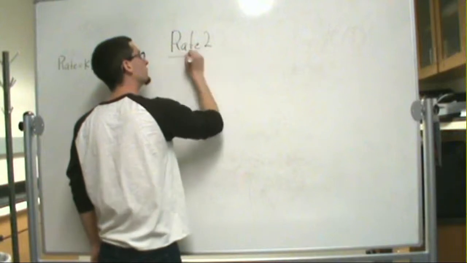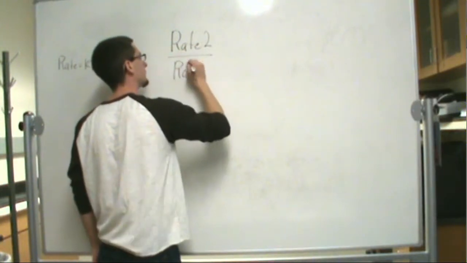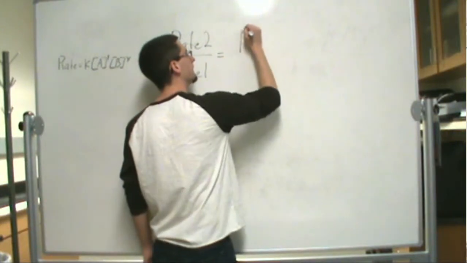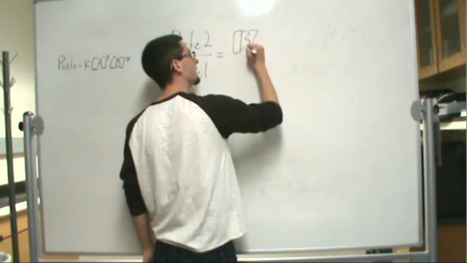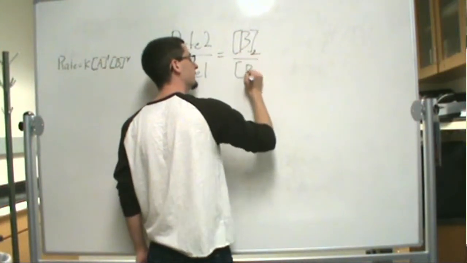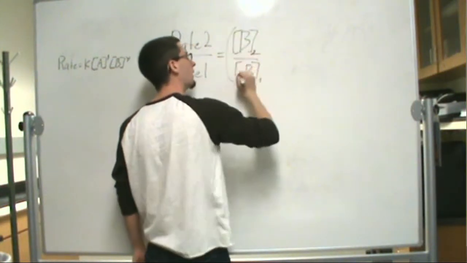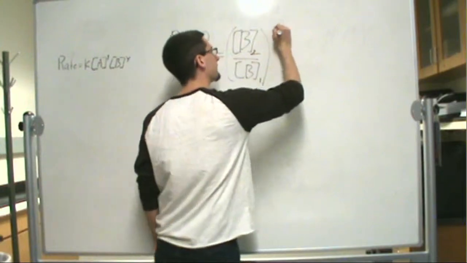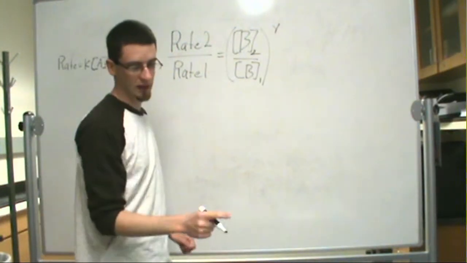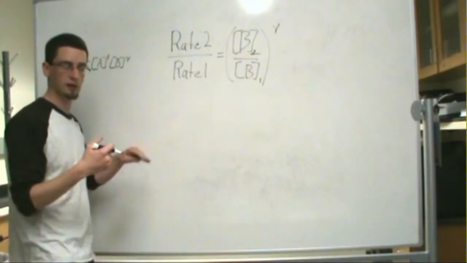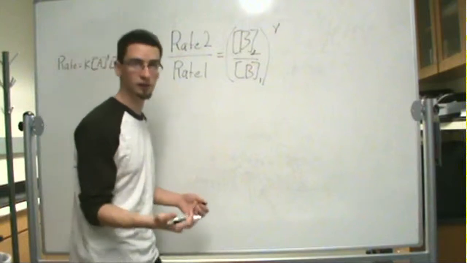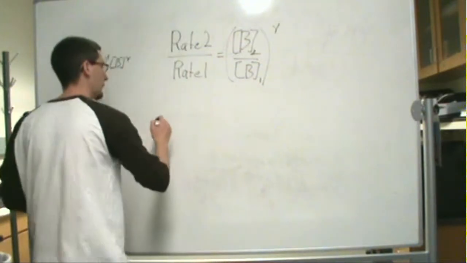Rate 2 over rate 1 is equal to the concentration of B at 2 divided by the concentration of B at 1, all raised to the power of y. If you look at our table again, we'll have to look at the first entry and the third entry. Why? Because A is remaining constant and B is changing. So that's how we can get the order.